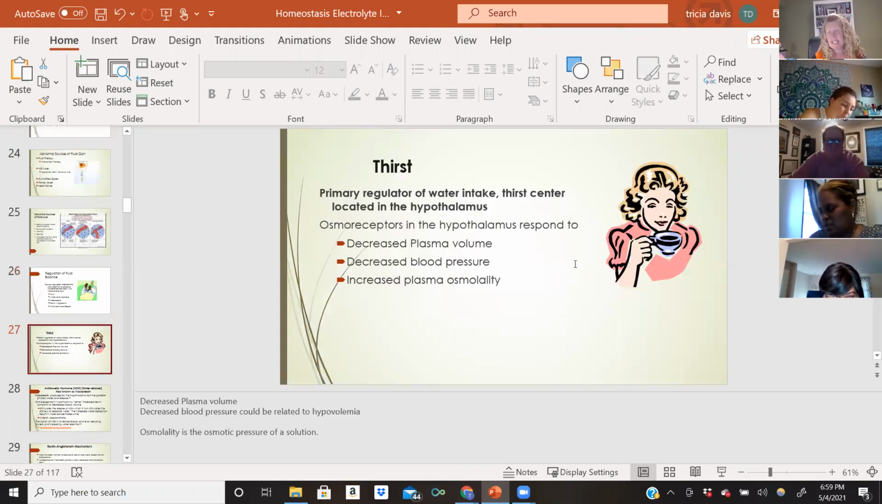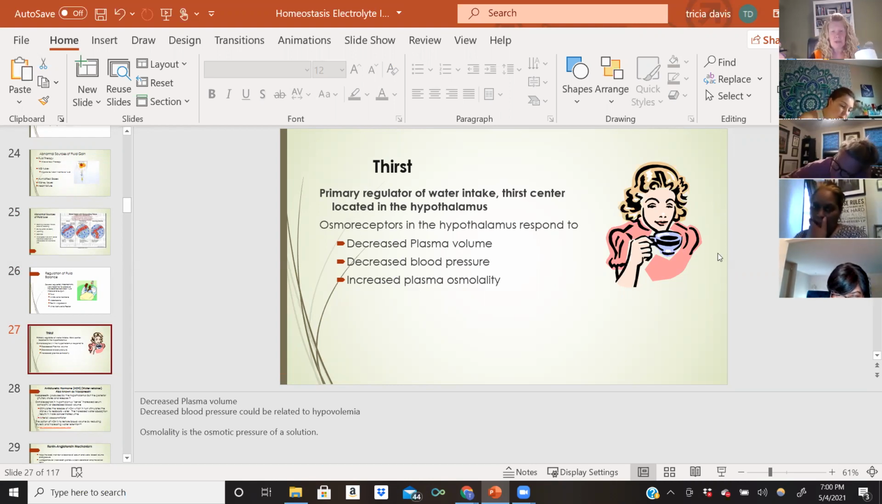So thirst, this is our primary regulator of water intake. You guys need to know that. The thirst center is located in the hypothalamus. We have osmoreceptors in our hypothalamus that respond to a decrease in plasma volume, which is also a decrease in our blood pressure, right? If we don't have plasma running through our body enough, then our pressure is going to be low. And it also responds to an increase in plasma osmolarity, okay?